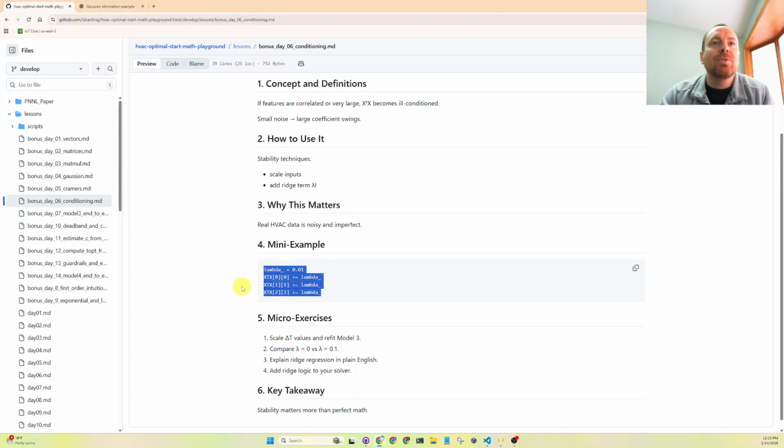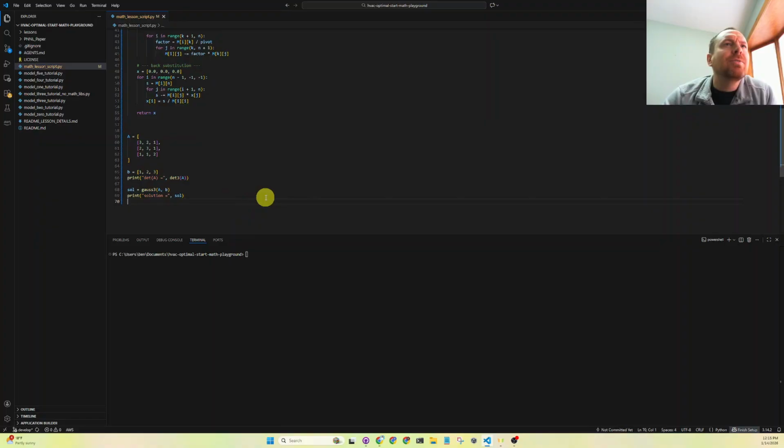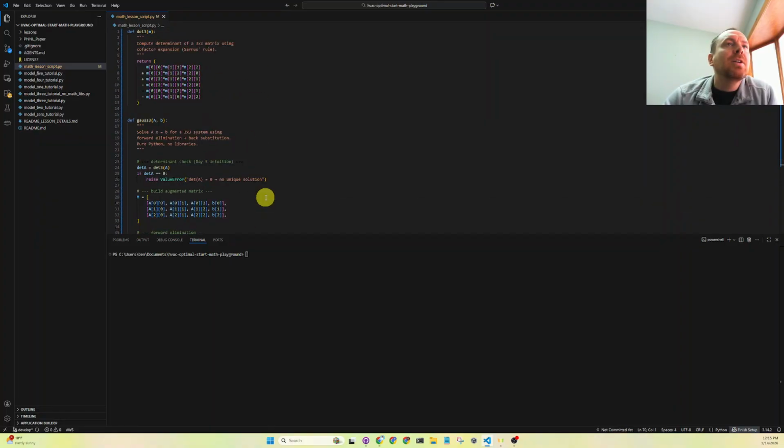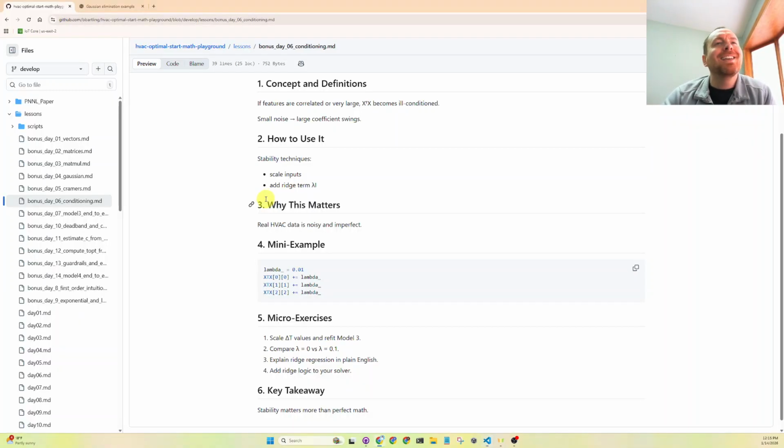Yeah, because we don't have, I wonder if we could weave it into our code base, though. I don't think so. Nor do I have the time. That was our code base from yesterday. So, micro exercise: scale delta temperature and refit model 3. Kind of curious. I don't know where it would be.